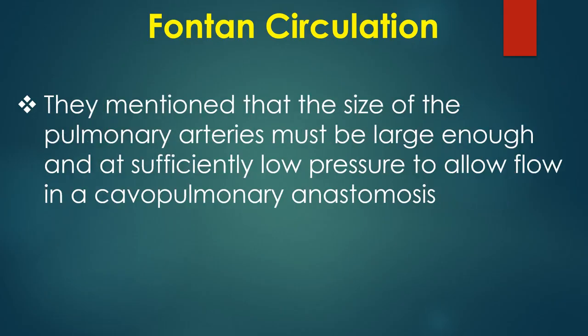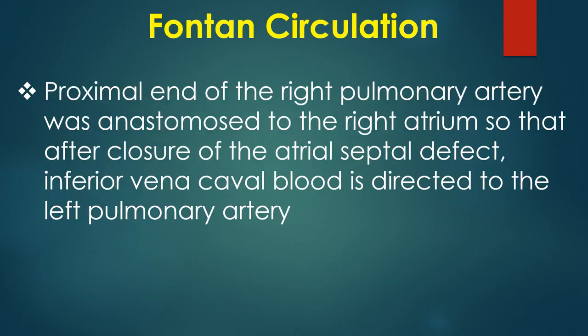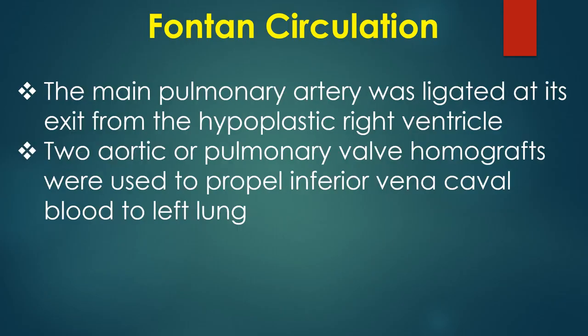They mentioned that the size of the pulmonary arteries must be large enough and at sufficiently low pressure to allow flow in a cavopulmonary anastomosis. The first step was a Glenn procedure in which the distal end of the right pulmonary artery was anastomosed to the superior vena cava. The proximal end of the right pulmonary artery was then anastomosed to the right atrium so that after closure of the atrial septal defect, inferior vena cava blood is directed to the left pulmonary artery. The main pulmonary artery was ligated at its exit from the hypoplastic right ventricle.